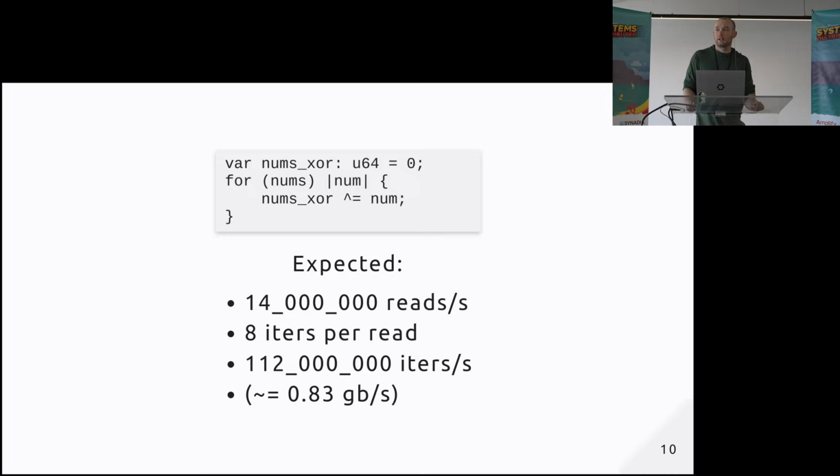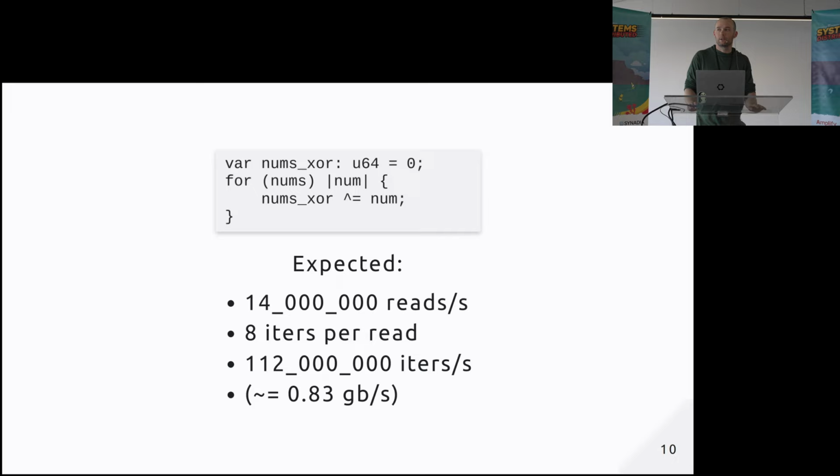So there's a little loop here. We've got a really big array of integers, and we're just going to loop over the whole array and XOR the numbers together. And we can do sort of back of the envelope math from the numbers we have. 17 nanoseconds per read means about 14 million reads per second. Each iteration of this loop is reading 8 bytes, and we know that we get 64 bytes per memory read. So every 8 iterations, we're going to have to read from memory. So we expect to get about 112 million iterations per second, which is this 0.83 gigabytes per second.